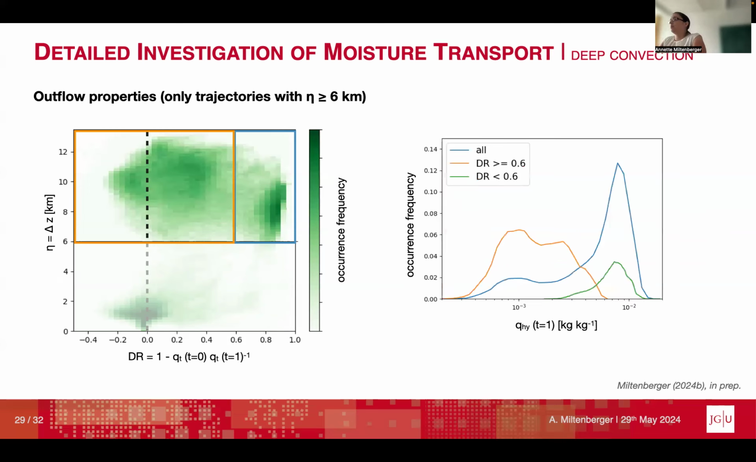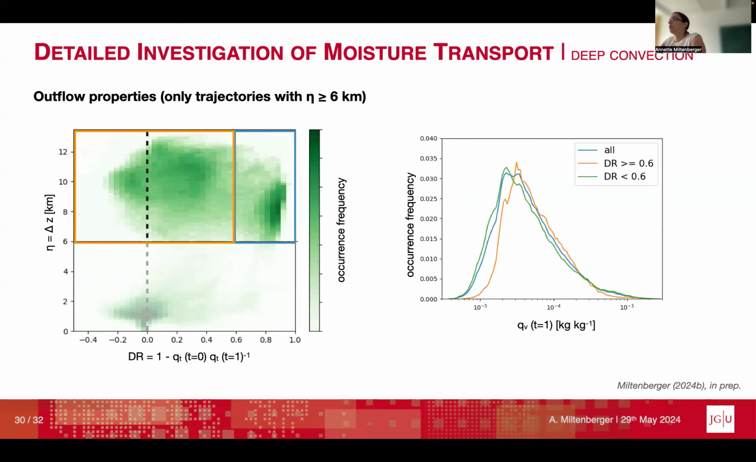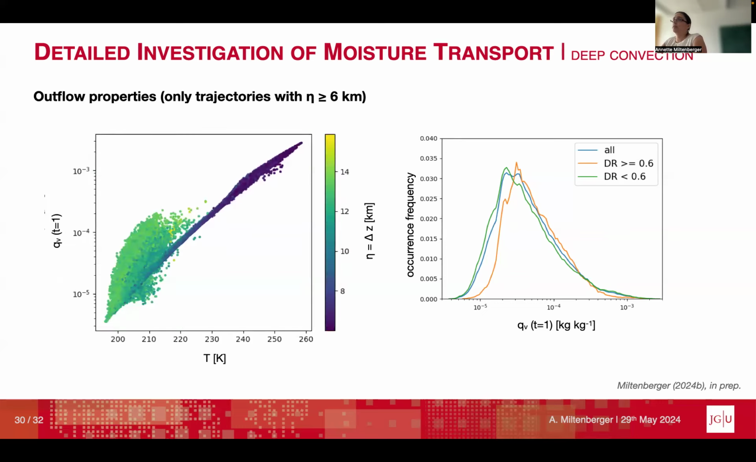This is confirmed if you look at the hydrometeor content at the outflow level, where we also see substantially higher values in those trajectories with the low drying ratios and the large vertical velocities. If you look at specific humidity, the signal is not as strong. It's still a bit there that they carry more specific humidity. They also have a bit higher relative humidity over ice, but the main signal comes from the hydrometeors here again.